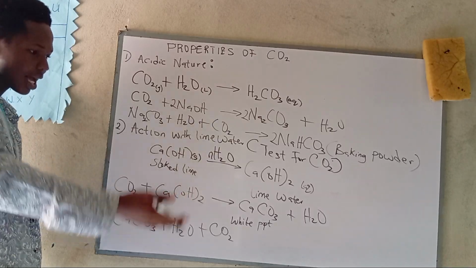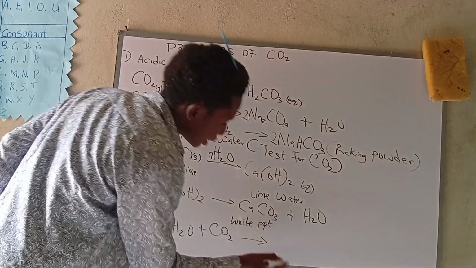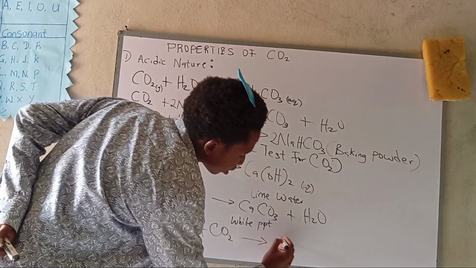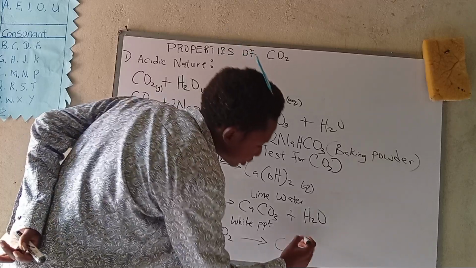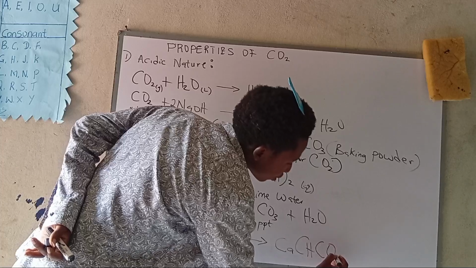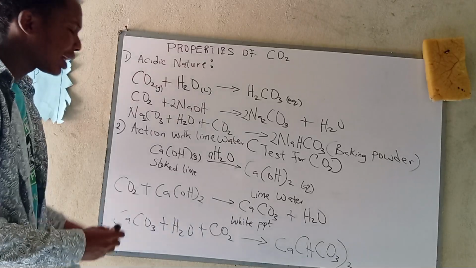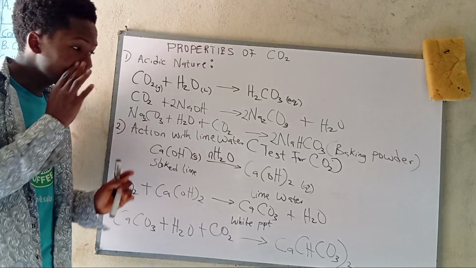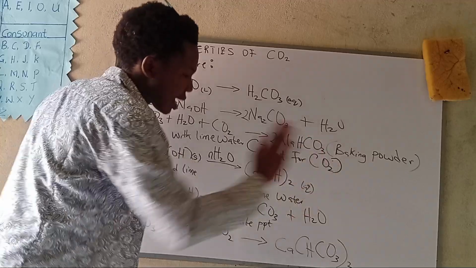When this excess CO2 is put in on the product side, we react it. What will happen? A product is formed, which we call calcium hydrogen, you put it in the bracket, calcium hydrogen trioxocarbonate is formed. Now the white PPT will disappear like that. So it's a question. You have to note the part whereby CO2 reacts with lime water to give a white PPT and water.